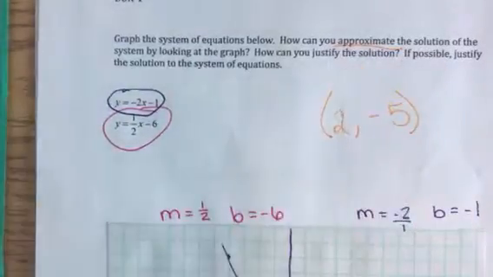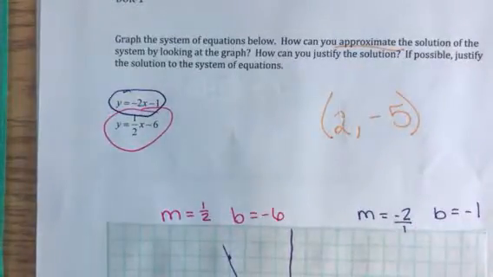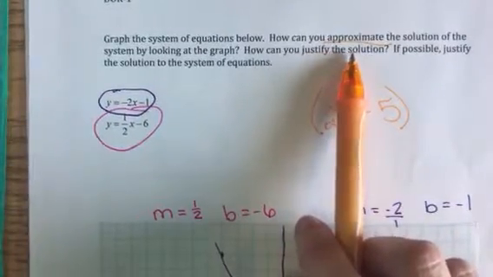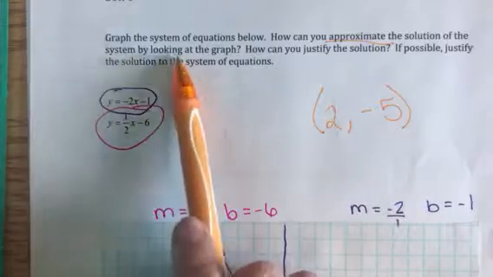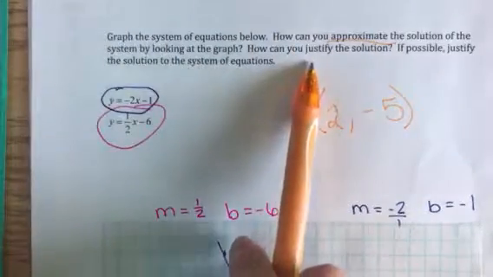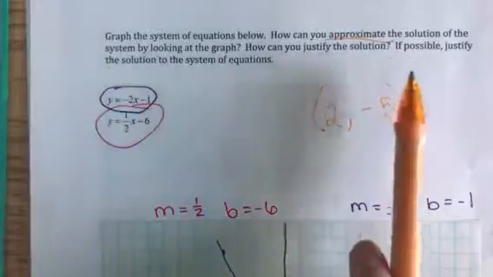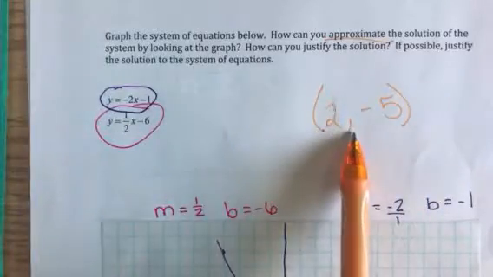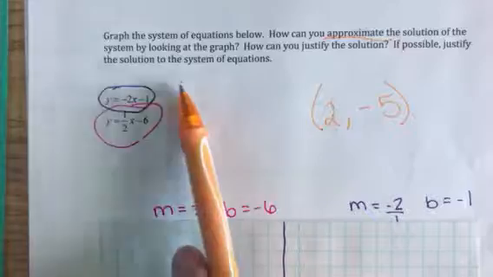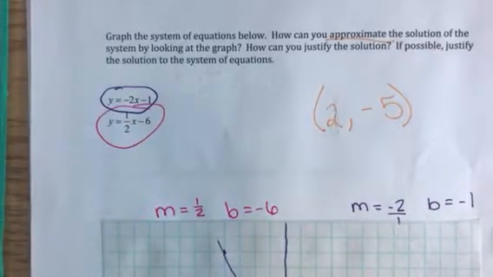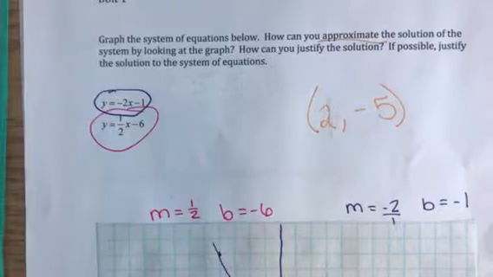Okay, so it uses the word approximate here because it's not telling you what the solution is. It doesn't want to give anything away, right? We can always tell what the solution is by where the 2 lines intersect. You can justify by plugging in your x and y values. And since we did get an exact answer on this one, it is possible for us to justify the solution, right? And to justify, we'll be plugging each of those x and y values in.